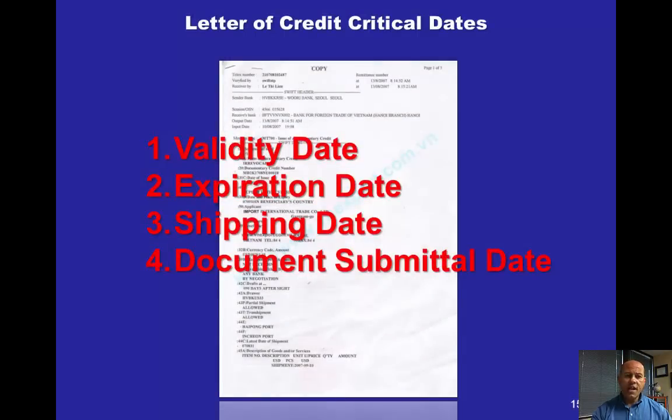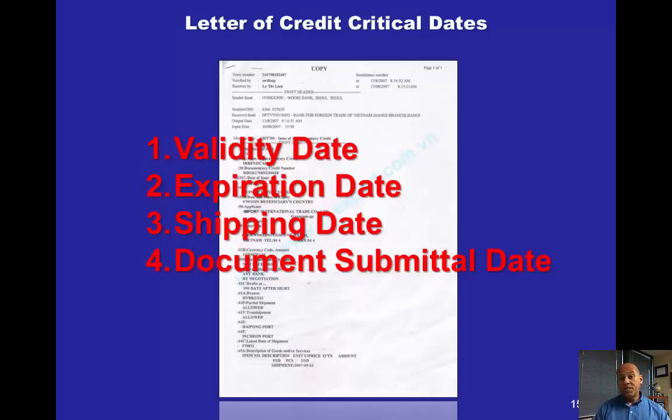Now, a letter of credit has 4 critical dates to it. The critical dates are the validity date, in other words, the date at which that letter of credit is fully funded and you can execute against it. The expiration date: all letters of credit have expiration dates, so if you perform after that expiry date, the guarantees of the letter of credit don't apply. You have shipping dates, the last day that you need to ship the goods under the letter of credit, and then you have the last day to submit documents.